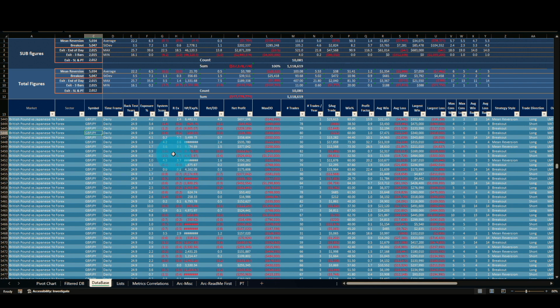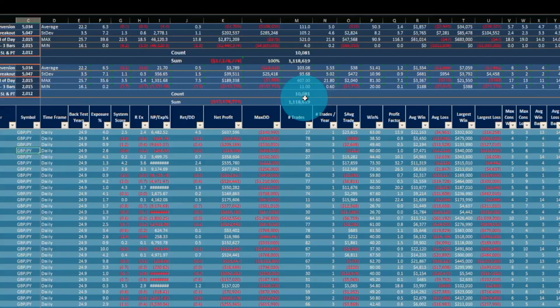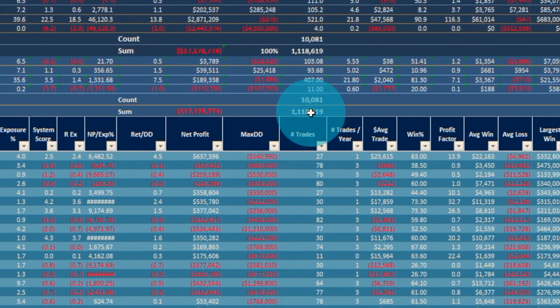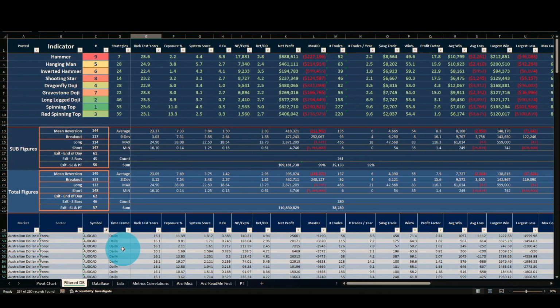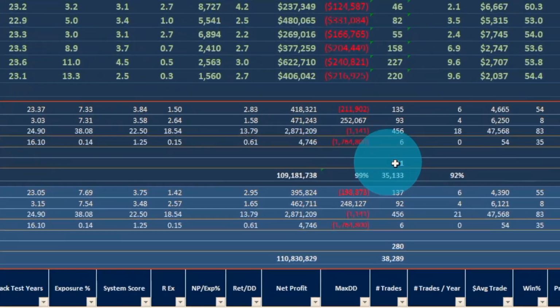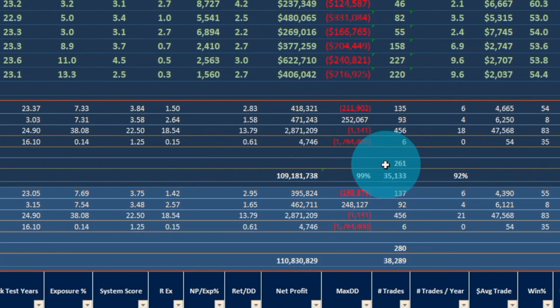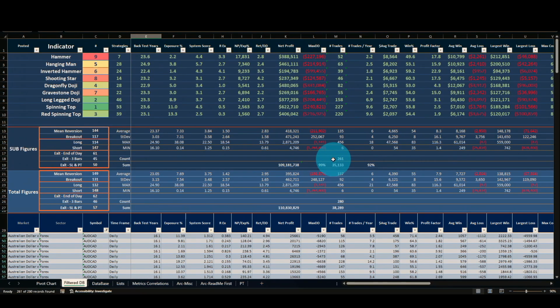And here is the database of the 9 single patterns tested on 27 Forex markets. As you can see, we have 10,000 strategies in the database with about 1.1 million trades. And these are the filtered strategies that pass my robustness filter. As you can see, out of the 10,000, I only have 261 strategies. Again, these are edges. I keep calling them strategies because I use a strategy to test them. And the current 9 patterns are listed here.